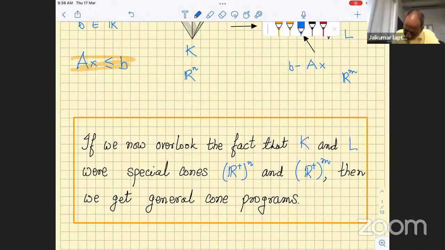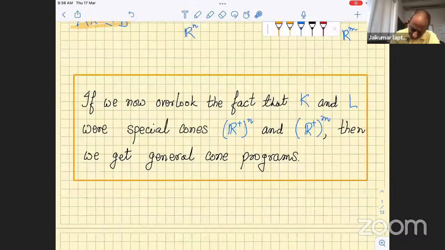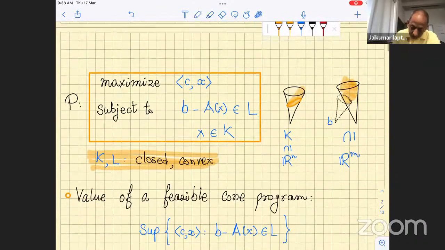K was on the left, L was on the right, and K happened to be this special cone, the positive orthant, and L happened to be this special cone. But if we ignore the fact that we have to work with these cones, and we are happy to work with any cones, then what you get are called cone programs. So let me write it down. An example of a cone program.